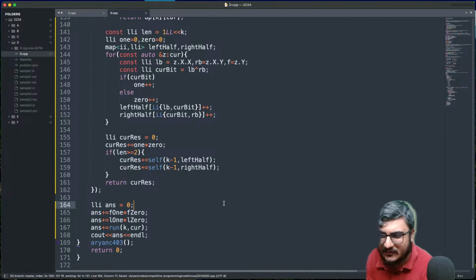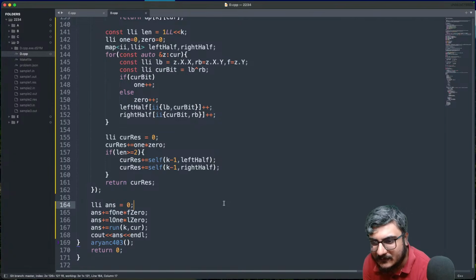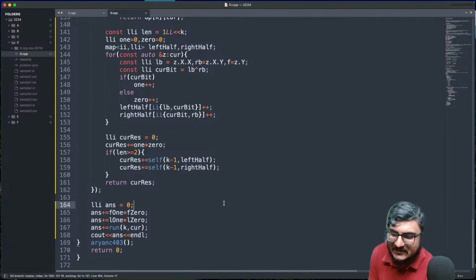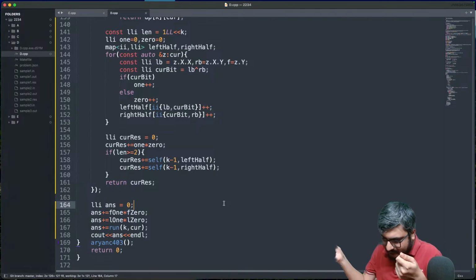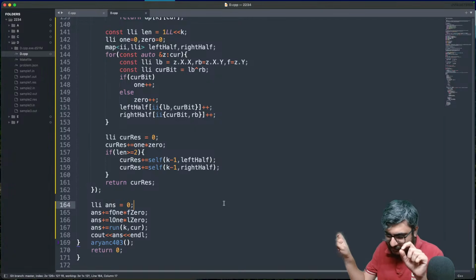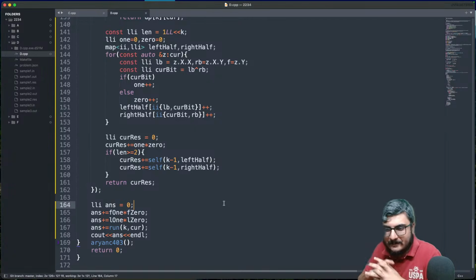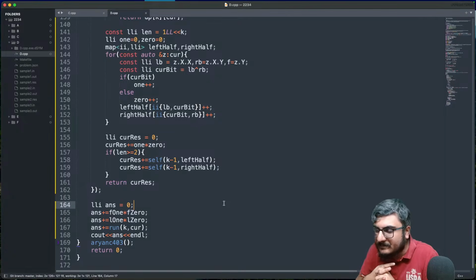So the overall idea was, my DP state was actually like I have two endpoints. I know how many numbers are between them and how many bits have combination of 0 0, 0 1, 1 0, and 1 1. Yeah, this is problem D.